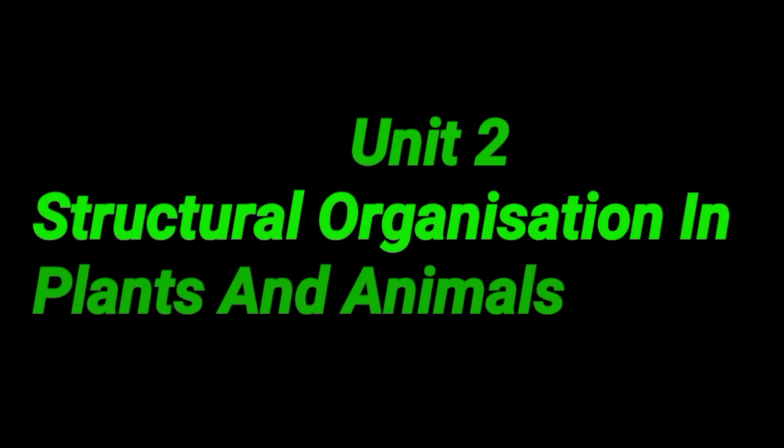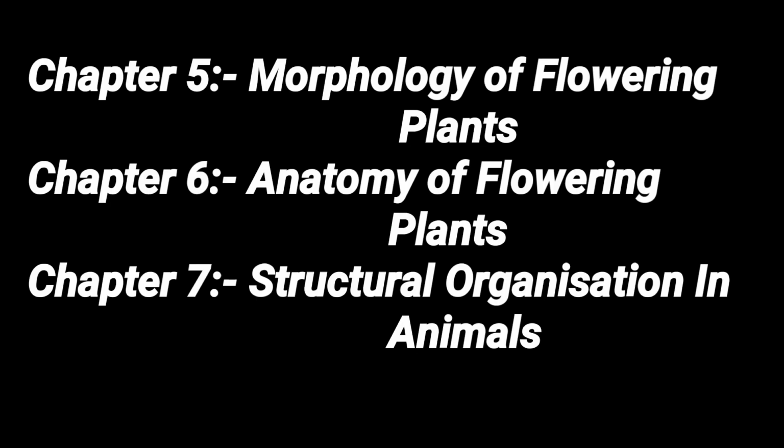Unit 2, Structure Organization in Plants and Animals. In this unit we have 3 chapters. Chapter 5, Morphology of Flowering Plants. Chapter 6, Anatomy of Flowering Plants. Chapter 7, Structural Organization in Plants. In this unit, we expect 2 to 3 questions from these chapters.